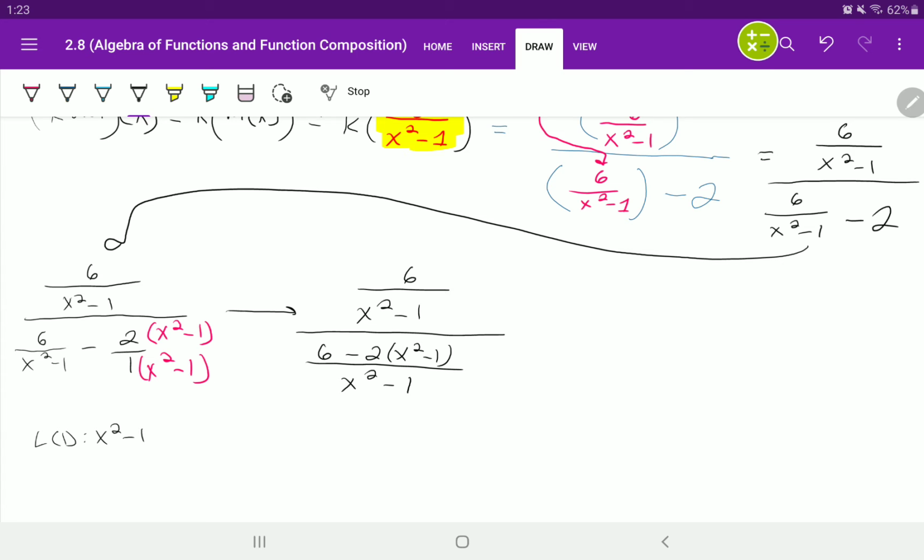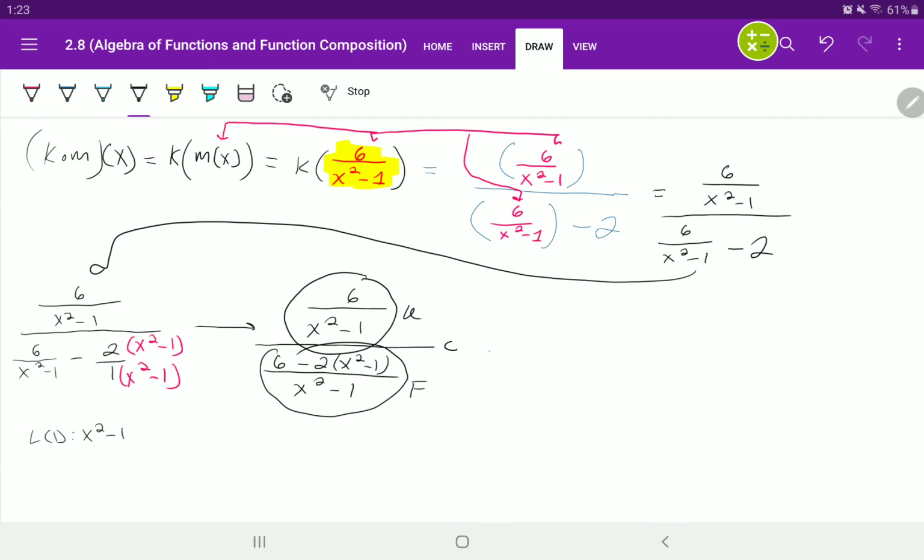I'm going to perform something that you probably remember, which is called keep, change, flip. Because I'm dividing one fraction by another fraction, I can keep the top fraction the same, change the overall division to multiplication, and flip the second fraction. So now when I do that, I have 6 over x squared minus 1 times x squared minus 1 divided by 6 minus 2 times x squared minus 1.